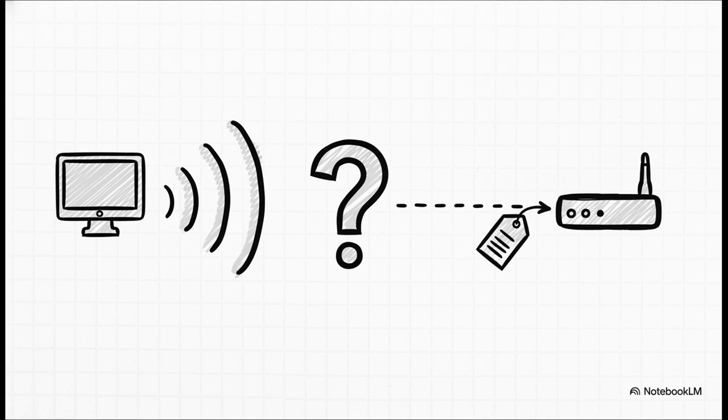It's pretty clever, actually. It basically just shouts out a question to everyone on the local network using a protocol called ARP. It's asking, hey, who has the router's IP address?